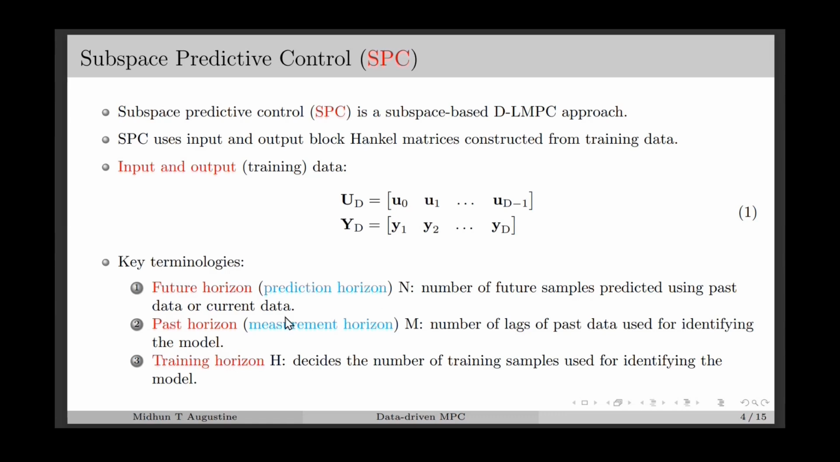Then there is past horizon or measurement horizon denoted by capital M, which represents the number of lags of past data used for identifying the model. Another term is the training horizon or capital H, which is the number of training samples used for identifying the model. In SPC, the size of the Hankel matrices will depend on these three parameters, as we are going to see in the upcoming slides.